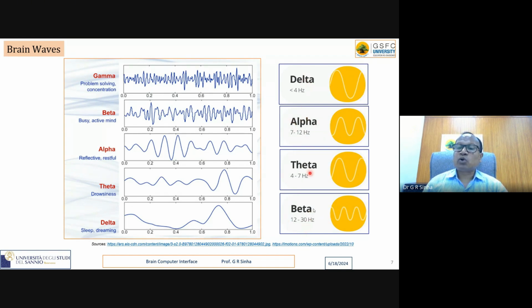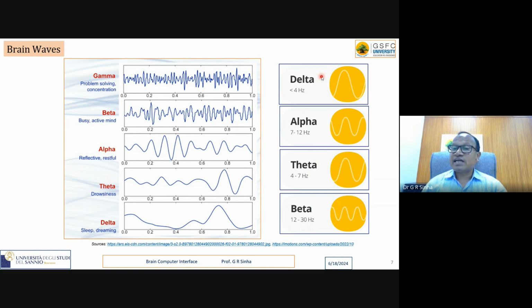And gamma is not included here. Of course, more than 30 is gamma. So the lowest frequency, look at the waveform, is delta. Then higher than delta is theta. And even higher than theta is alpha. And higher than alpha is beta.